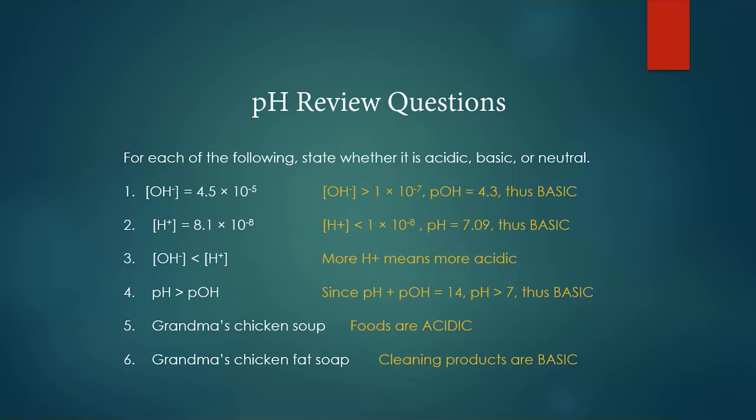With the pH and the pOH values, we know the two of them have to add up to 14. So if the pH is greater than the pOH, that means the pH would have to be greater than 7 and the pOH less than 7. For example, it could be 8 and 6 or 9 and 5. So a pH greater than 7, of course, means basic. Grandma's chicken soup, food products are normally acidic. And of course, grandma's chicken fat soap. Soap is a cleaning product, and cleaning products are invariably basic.